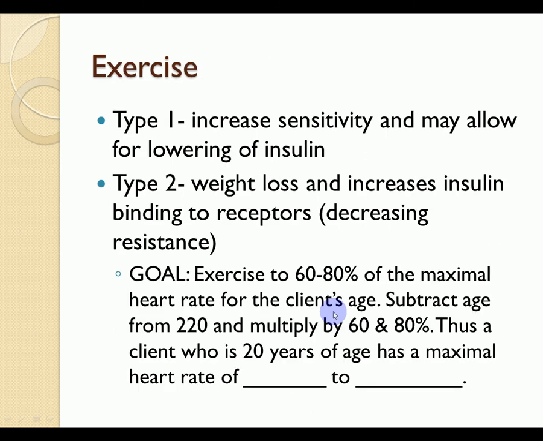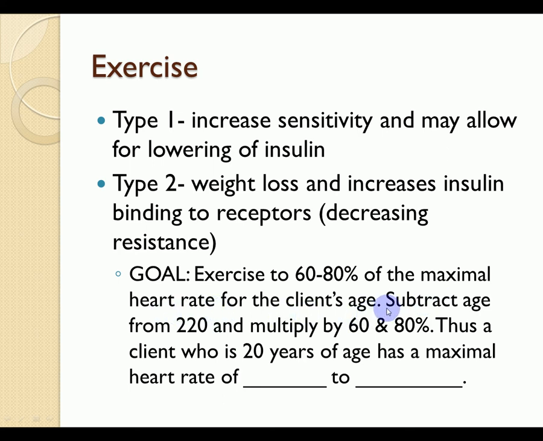Exercise. Well, what's our goals? You need to know this. With type 1, increase sensitivity, because that may allow for us to lower the dose of insulin. So if we exercise a lot, that can increase some sensitivity and we may actually lower our level. With type 2, weight loss, because we want to increase the insulin binding to receptors and decrease resistance. So here's our goal. We want to exercise 60 to 80% of the maximal heart rate for patients' age.